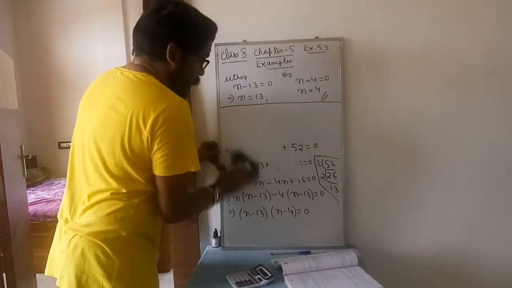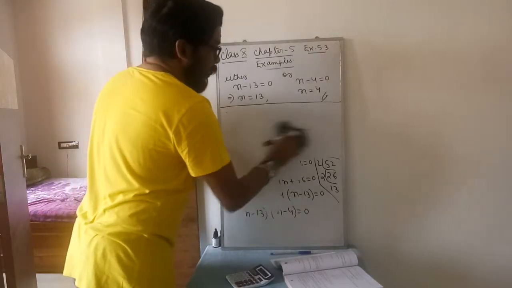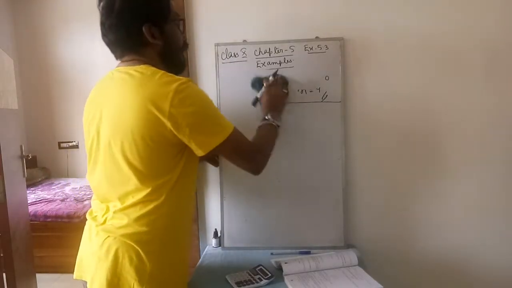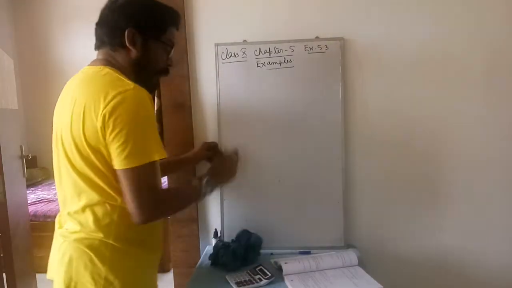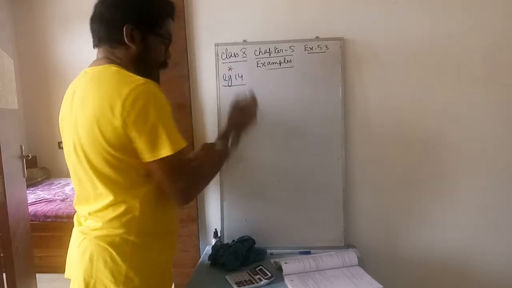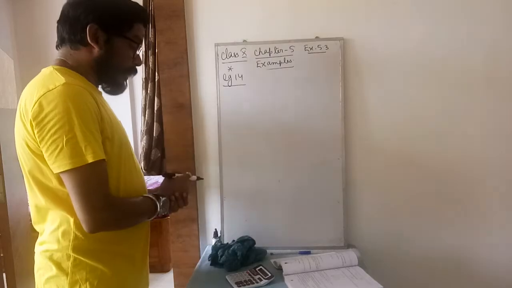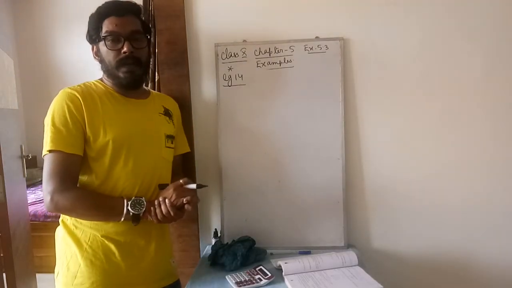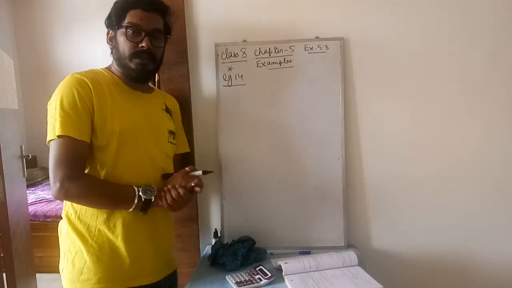Next we will go for example number 14. Example number 14, you give a star mark. This is very important. Example 14 is very important, you will give a star mark. Find the sum of the first 1000 positive integers.